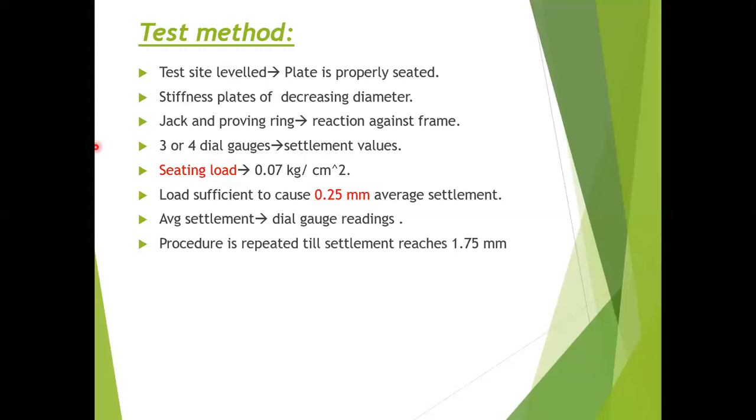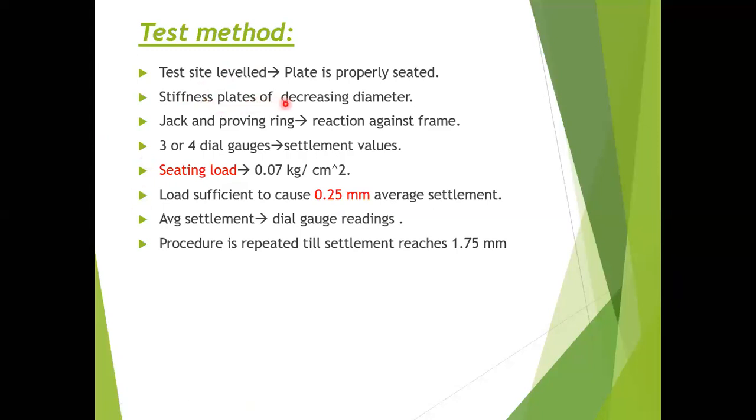Okay, in a road surface there will be a little bit of undulation, right? So initially, you need to level the surface. That is the first step. Once the surface is leveled, next you apply the plate, so that the plate is properly seated. Wherever you need to conduct the test, you have to place the plate on that surface. That is the first point.